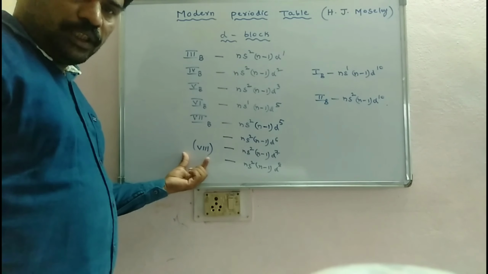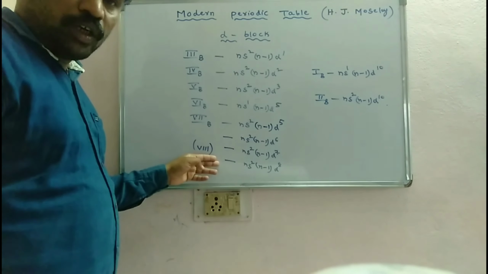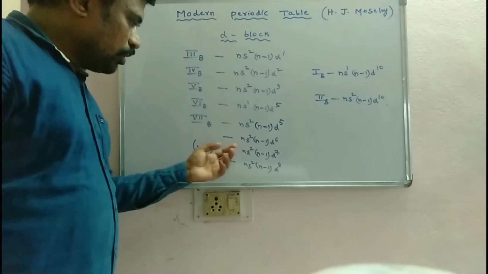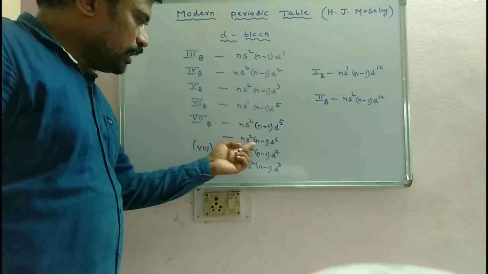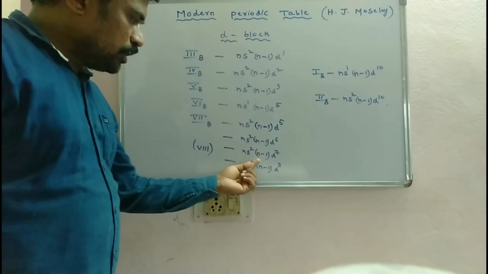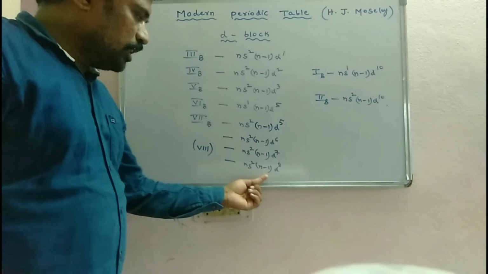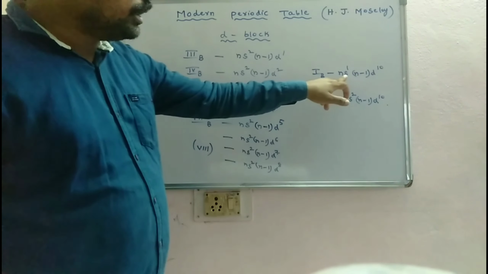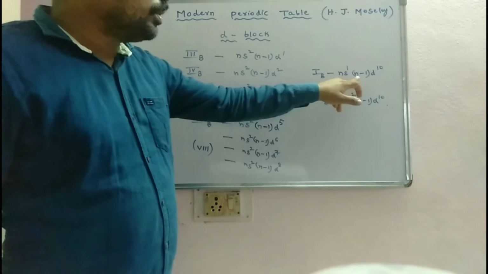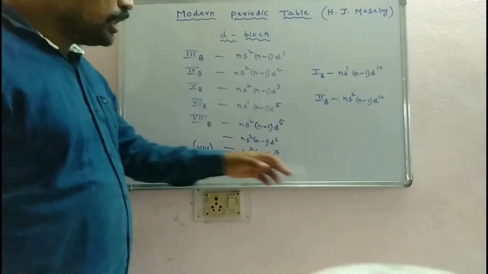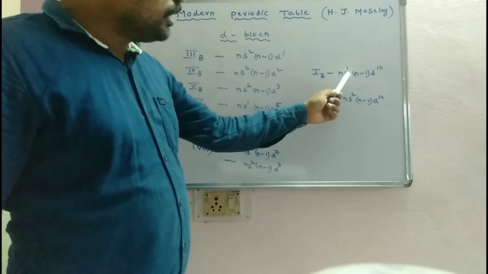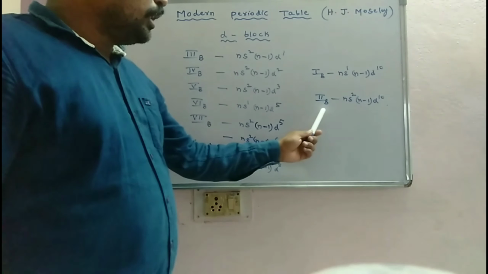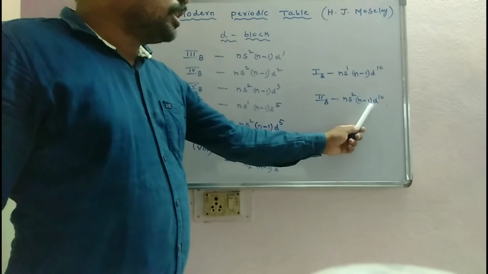And if you see 8th group elements, it again has 3 columns, 3 subgroups we can call them. Their electronic configurations are ns2 (n-1)d6, ns2 (n-1)d7, ns2 (n-1)d8, right? So after that, 1B and 2B group elements are there. The general electronic configuration is ns1 (n-1)d10. Again here also you can see a small change. One s electron will jump from s to d for its stability. Next, for 2B, ns2 (n-1)d10, right?